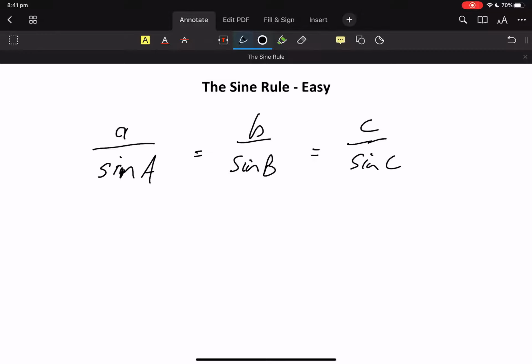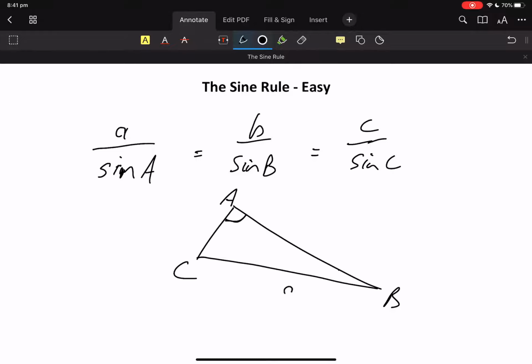Okay, so what we're going to say here is that in any triangle, we're going to label it as A, B, C. Capital A is the angle, lowercase a is the side length. Capital B is the angle, lowercase b is the side length opposite B. Capital C is the angle, lowercase c, which looks completely different, is the side length opposite C. You've got to get the opposites right.